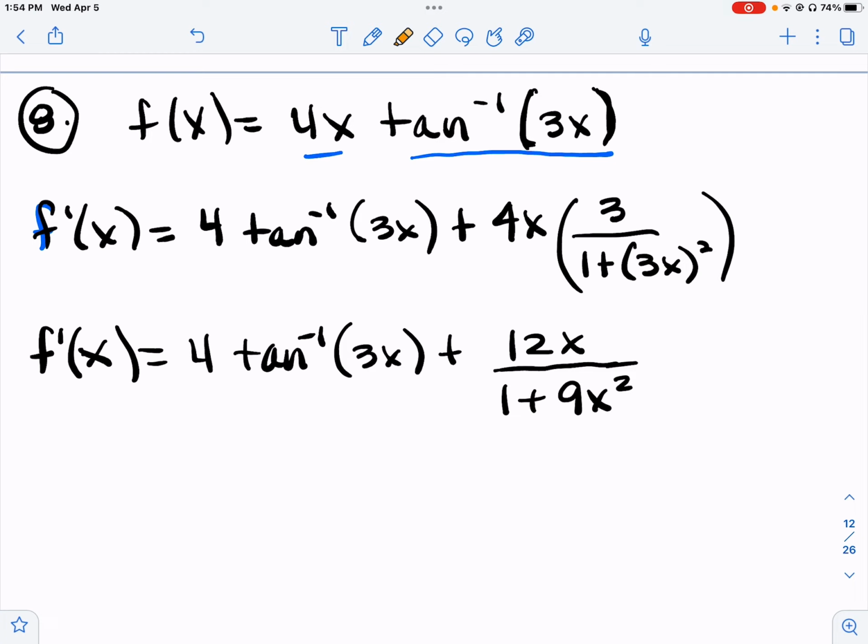Number 8, we need to use a product rule. So we take the derivative of 4x times inverse tangent of 3x. The derivative of the inverse tangent, you take the derivative of 3x, which is 3, over 1 plus, then you square the 3x. And 3x squared is 9x squared. In the second part, multiply 4x times 3 for the 12x.